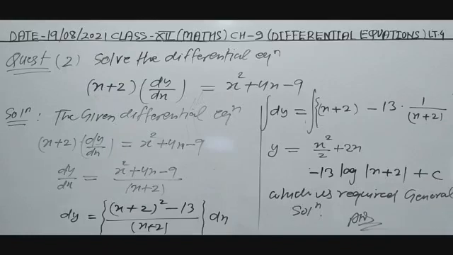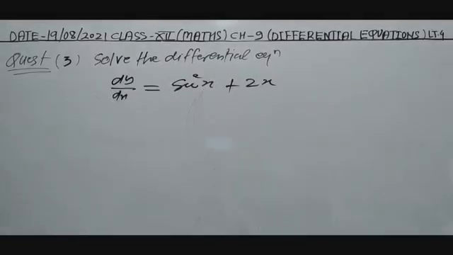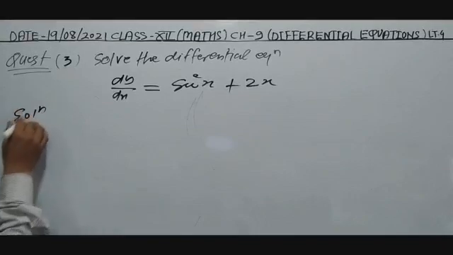Now come to the next question. The next question is question number 3. Now question number 3 is dy/dx = sec²x + 2x. Now we have to solve this equation. Now see the solution.